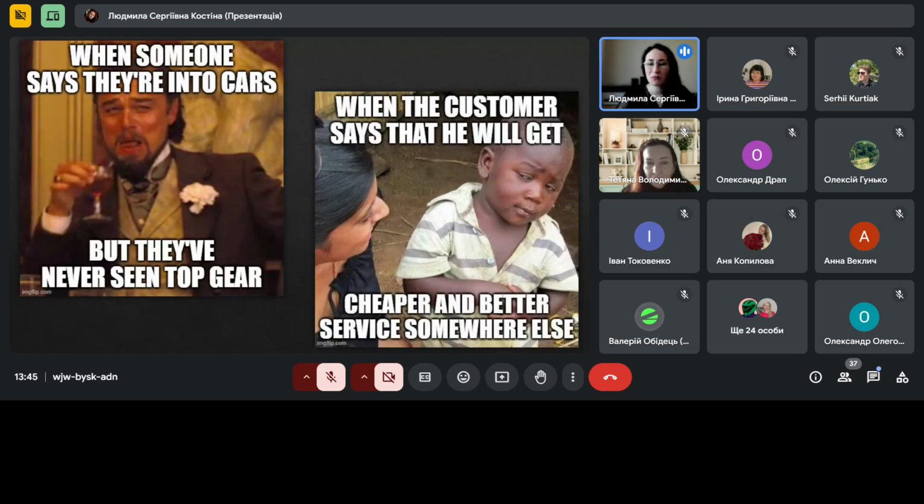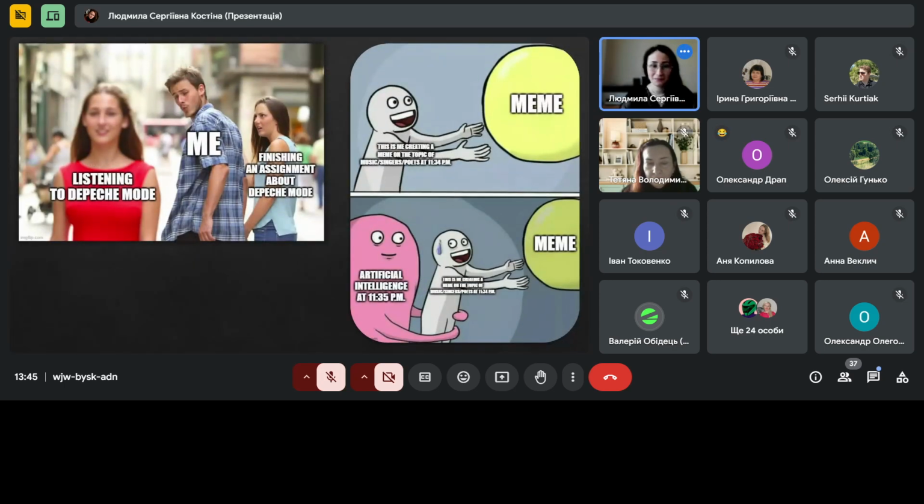Well, more memes. When someone says they're into cars, but they've never seen Top Gear, if you know that Top Gear is a famous and popular British program about cars, then you will understand this meme. Now pay attention to the boy's facial expression, right? When the customer says that he will get cheaper and better service from someone else, he doesn't trust this customer, yeah? Quite funny.